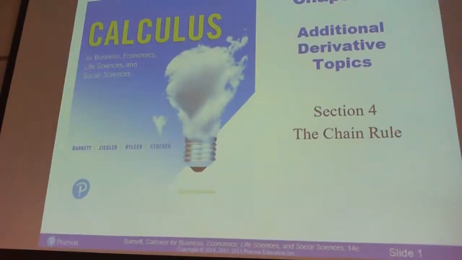Okay, so far we've learned product rule. You have a formula, follow the formula, product rule. Then we have quotient rule, when two things are being divided. Follow the formula, do that. Now we're going to learn something called chain rule.